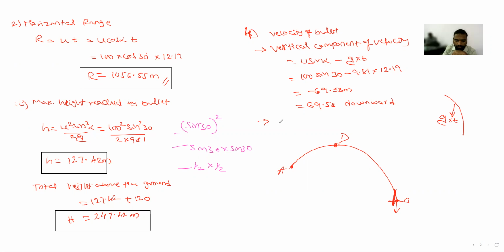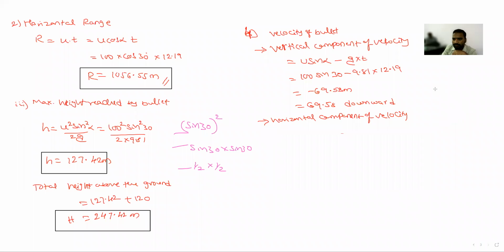Next, the horizontal component of velocity. How to determine the horizontal component of velocity? In the first case and second case, what is the horizontal velocity formula? Horizontal is u cos alpha, correct? Same, u cos alpha. Now what is u cos alpha? U is 100, cos alpha with alpha equal to 30. So how much is it? 86.6 meter per second.